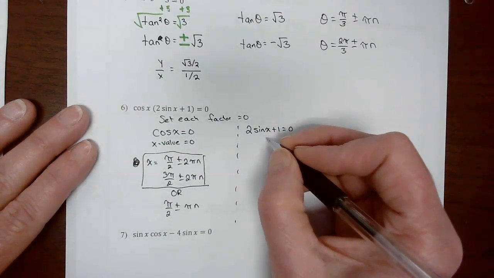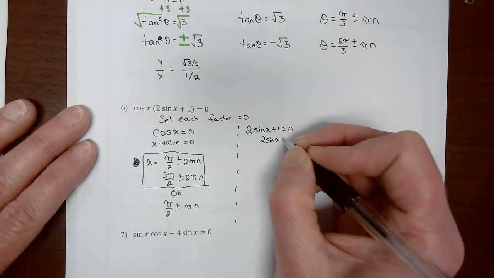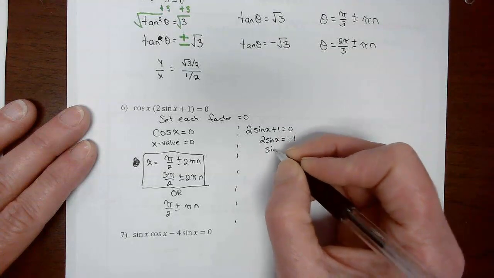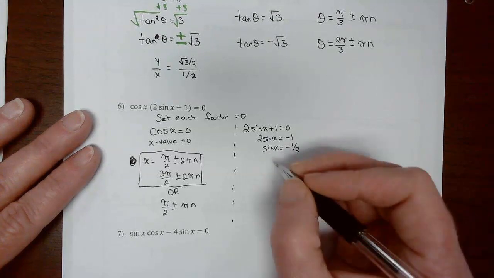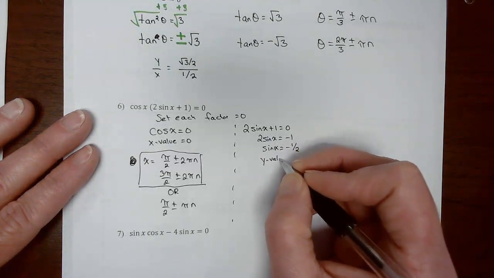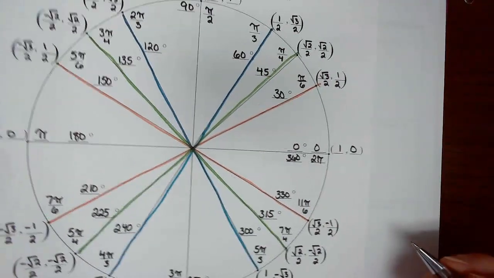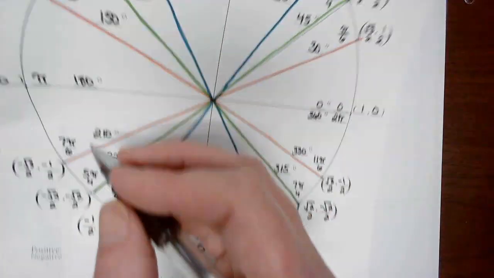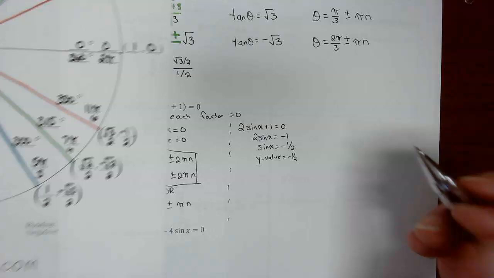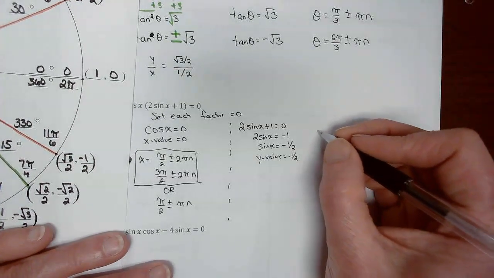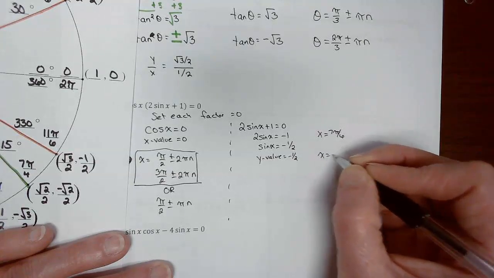Next one, solve for sine x. Get sine x by itself, so we would subtract the 1, then divide by 2. So now I want wherever sine is -1/2. Okay, sine is negative. We're down here. So 7 pi over 6 and 11 pi over 6. Now those are definitely not across the circle from each other, so I can't do any kind of shortcuts. I have to list both.